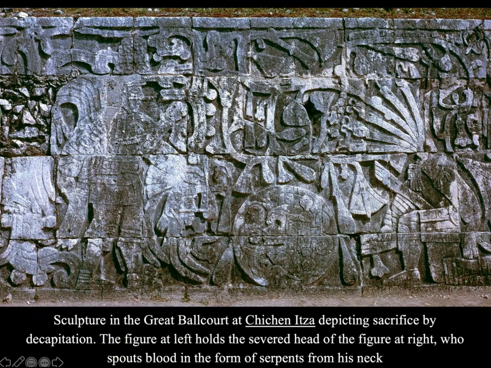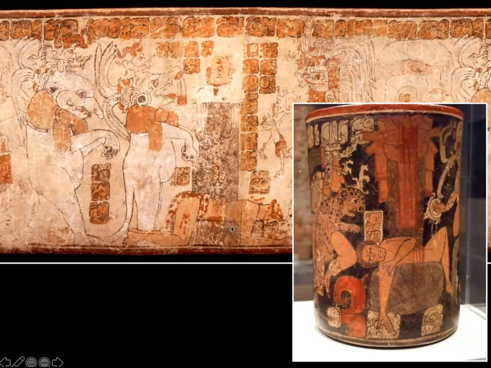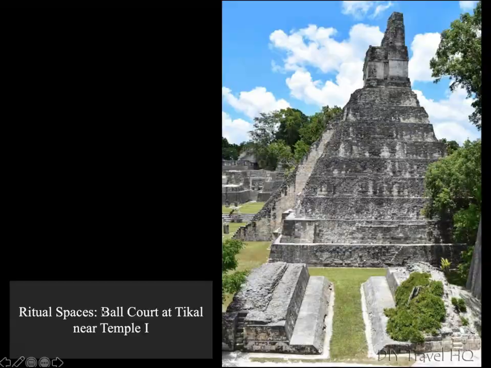Here's another sculpture as well at the ball court. We'll talk about that in a minute. At Chichen Itza, which is a Teotihuacan in Mexico, depicting a sacrifice by decapitation. Figure at the left holds a severed head with the figure at the right, who spouts blood in the form of serpents from his neck. So here you have the figure holding his head. Here is the figure's body and the snake blood coming from his neck. Here are some more images as well from some Mayan pottery. You can see the sacrifice of individuals.